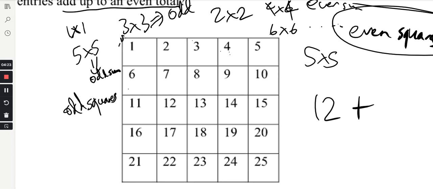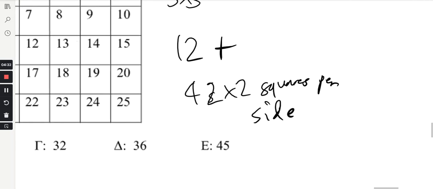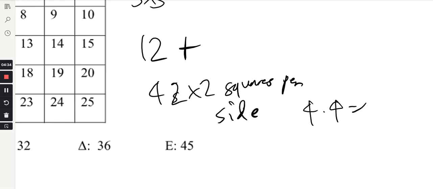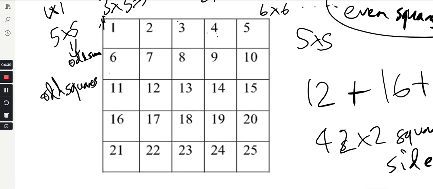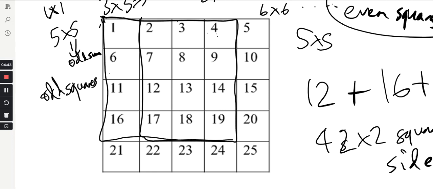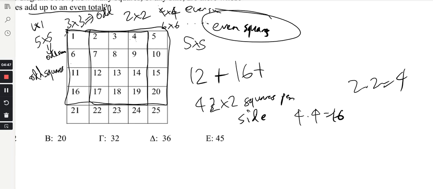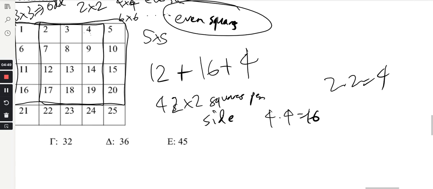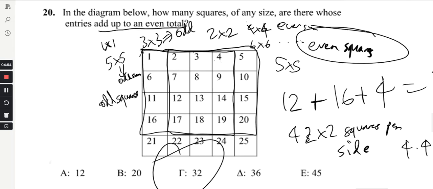So if there are 4 2 by 2 squares per side, that would be on both sides. So we're just doing 4 times 4, which is 16. So that's plus 16. Using the same logic, we can use this for the 4 by 4 squares, and only 2 fit per side. So this is going to be 2 times 2, which is 4. So it's 12 plus 16 plus 4, which is 32, giving us the answer gamma 32.